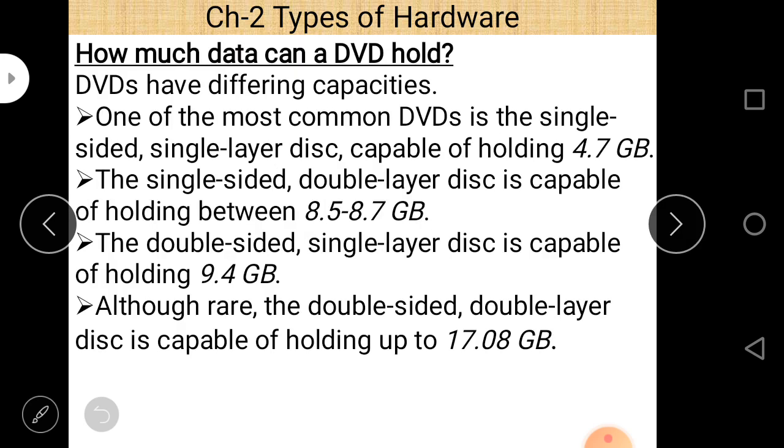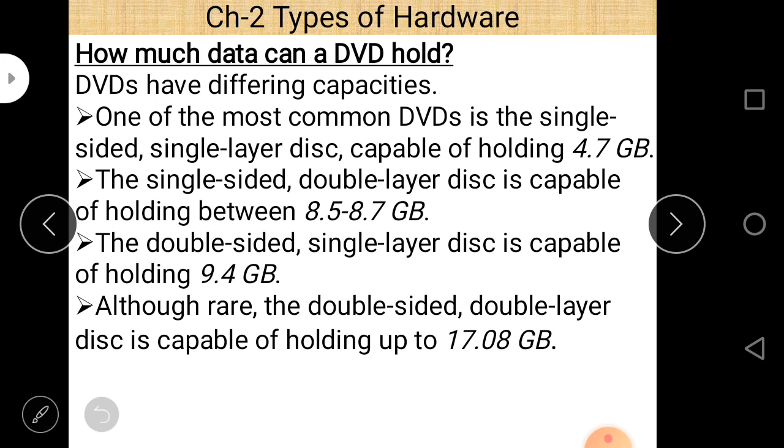Next is how much data can a DVD hold? It is a very important question. DVDs are more popular than a CD because of the capacity of data. DVD has greater density as compared to CD. Both have the same size, but due to the density of the data DVD possesses, a DVD is more popular than a CD, and it basically holds 4.7 GB of data. It depends on the type of the DVD.